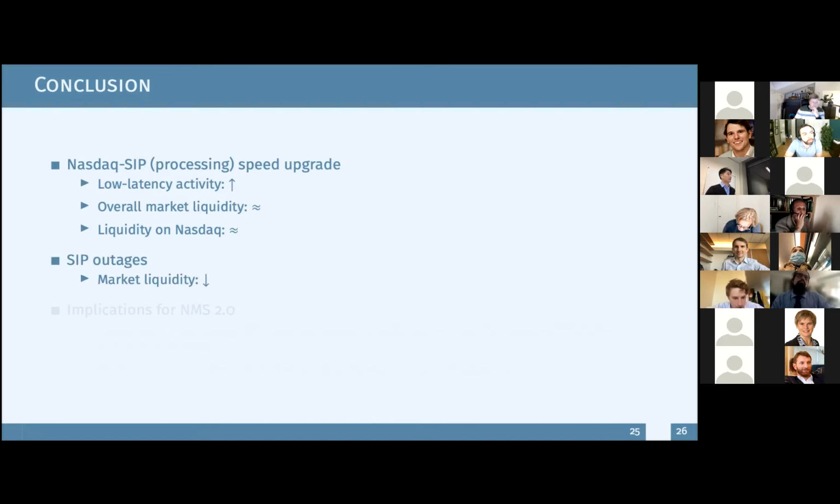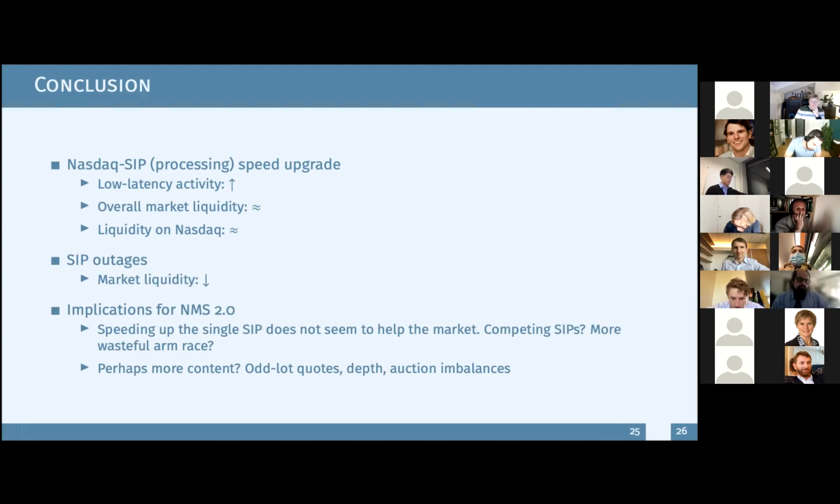And for SIP outages, as we see, market liquidity drops when the SIP is not available. So given the time, I will skip the discussion of National Market System 2.0. I'm just trying to stress that speeding up the single SIP does not help the market.